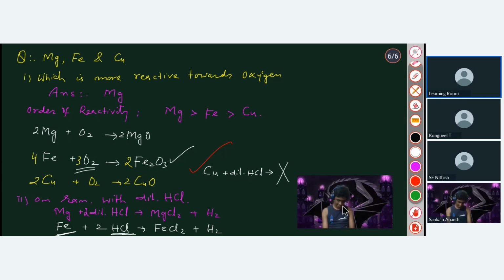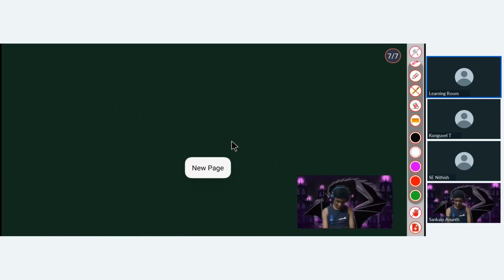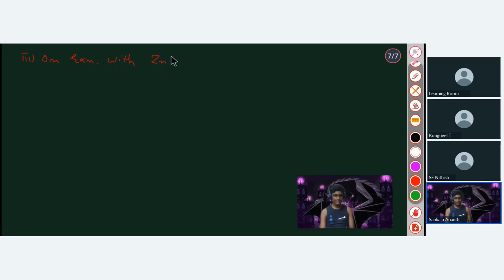Okay. Now these are the same metals, magnesium, zinc, iron, and copper, and the question is for you that if I am just treating them with zinc sulfate, third question is that on reaction with zinc sulfate, what will be the product? Sir, it is MgSO4 plus Zn. Okay, I will write it here.